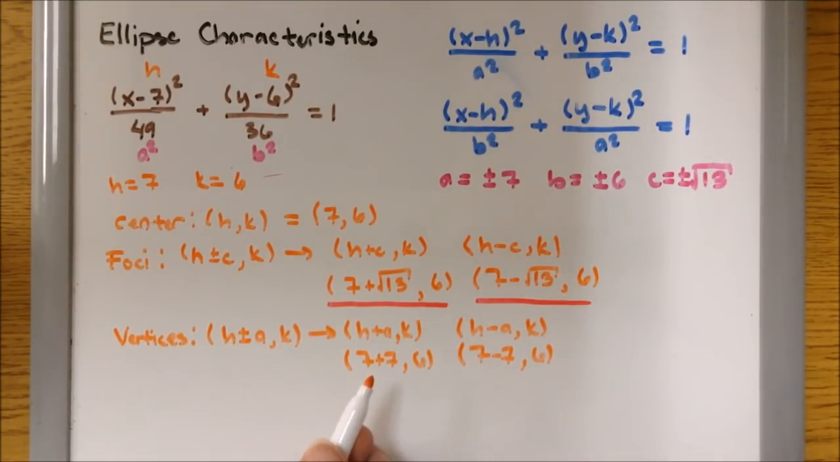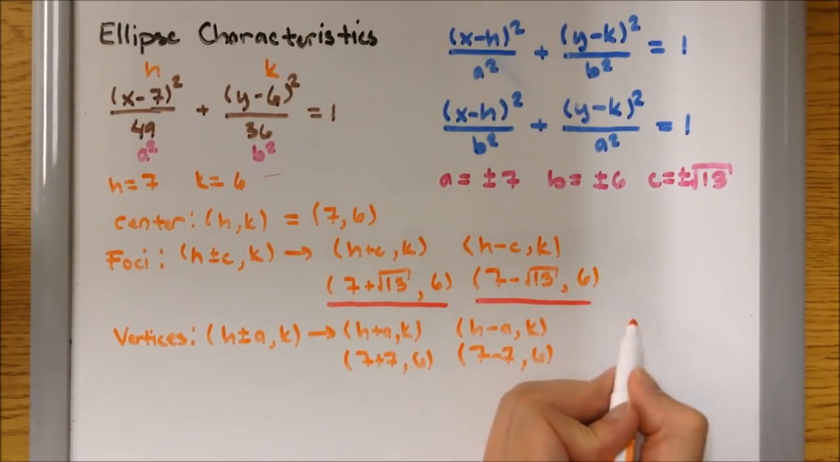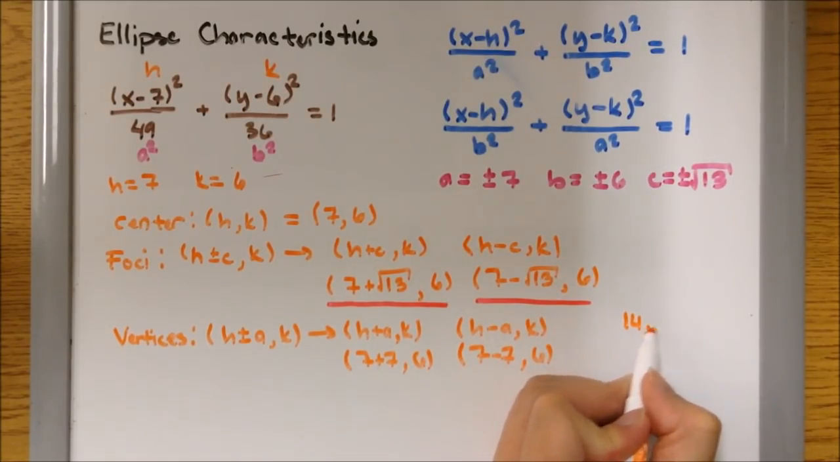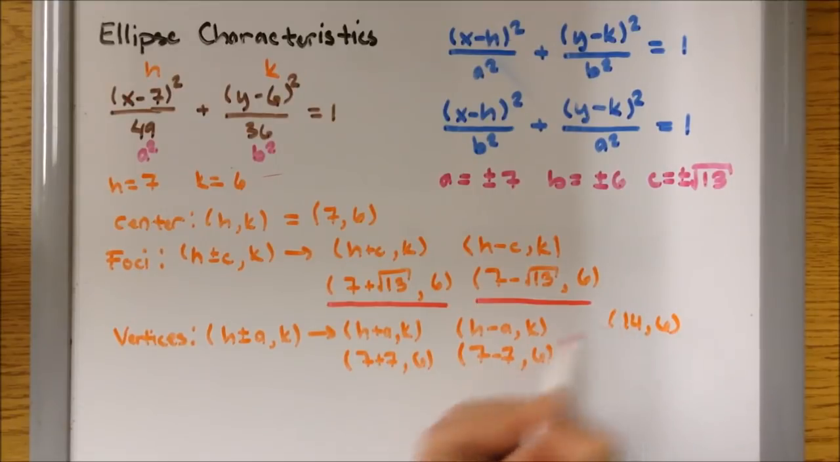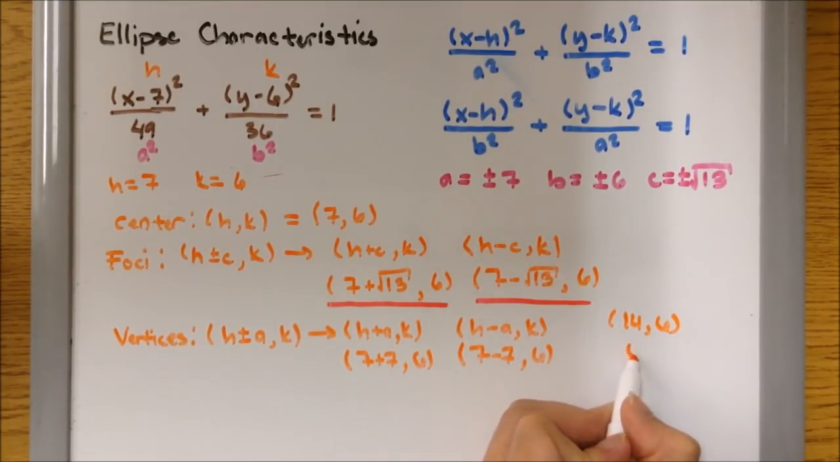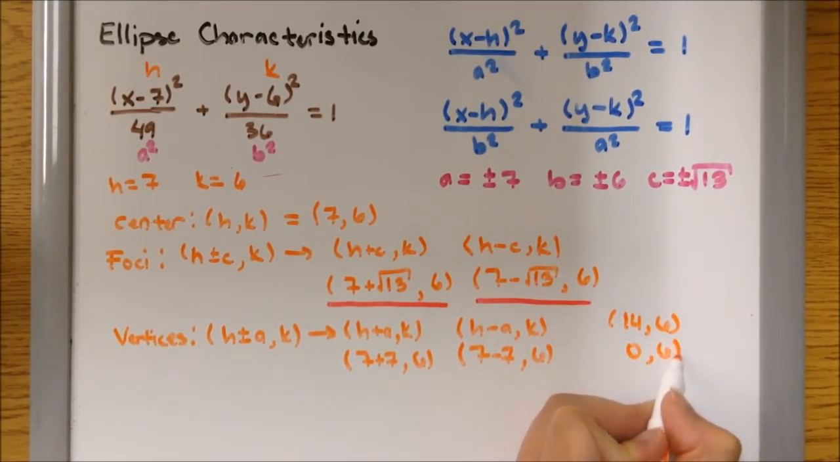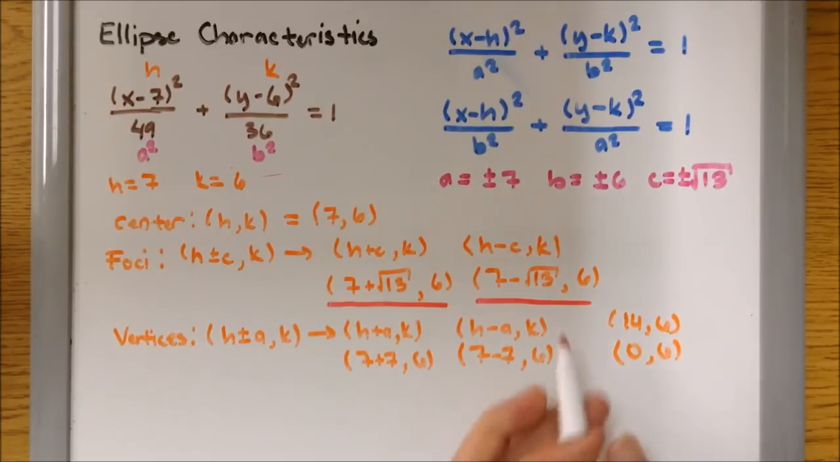So what's going to happen is we're going to have 2 points. This one over here, 7 plus 7 will be 14 comma 6, and then here 7 minus 7 will be 0 comma 6. So that's going to be our 2 vertex points, or vertices.